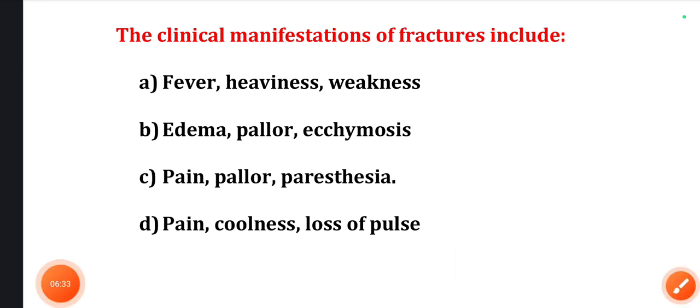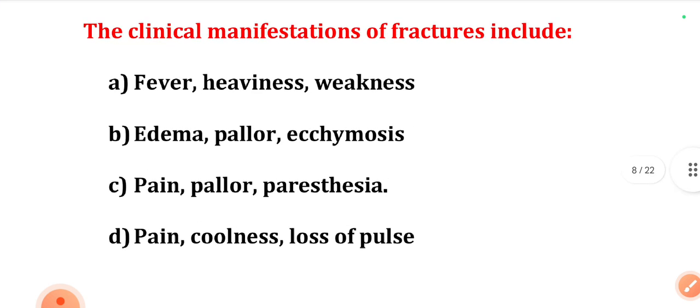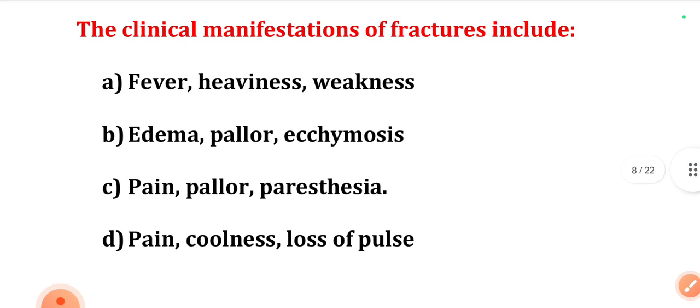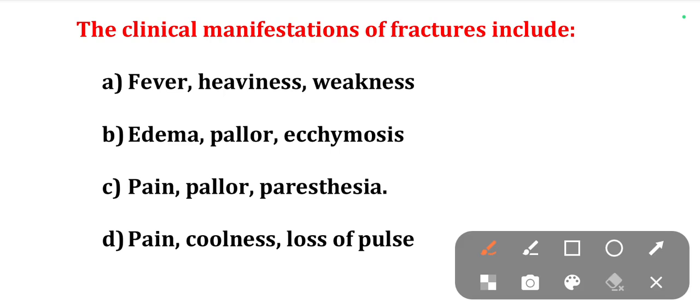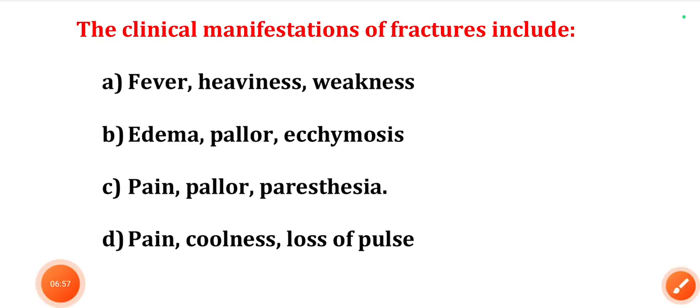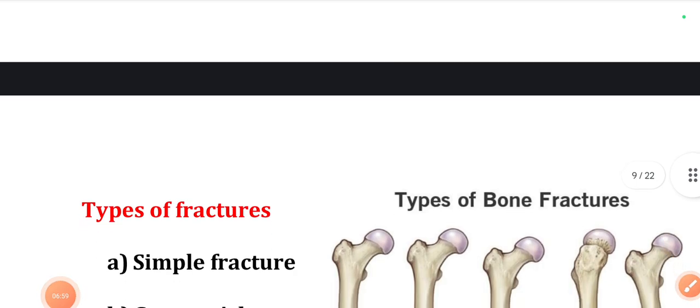The fracture side will have the pain and pallor and paresthesia. So paresthesia is just like a kind of heaviness and a tingling sensation and a pricking type of pain. Something that is difficult to explain, that type of pain is called paresthesia. So the person will have the pain, pallor and paresthesia at the site of fracture.